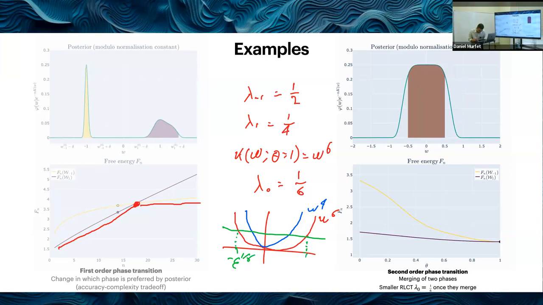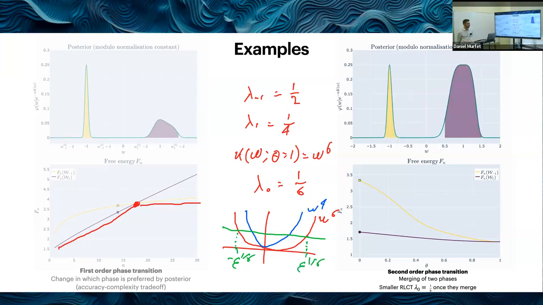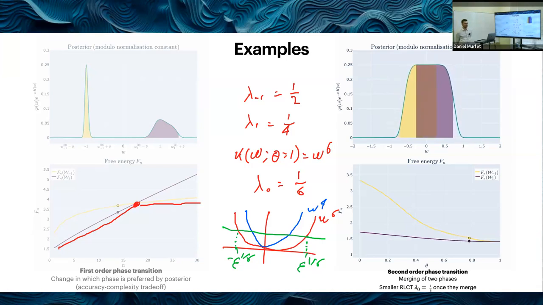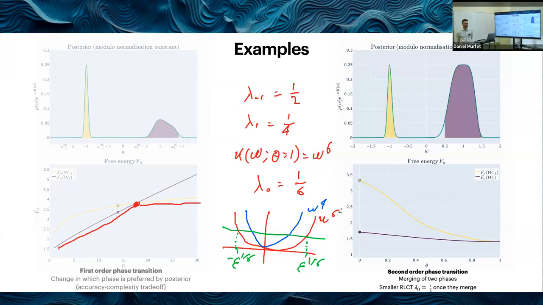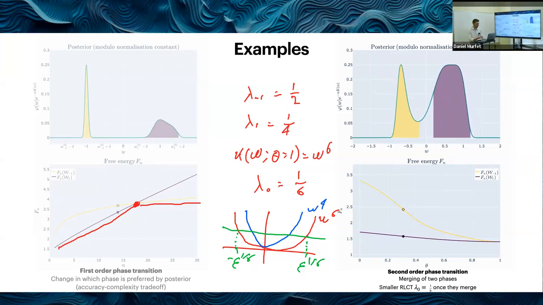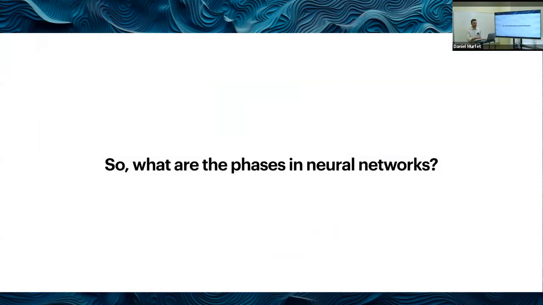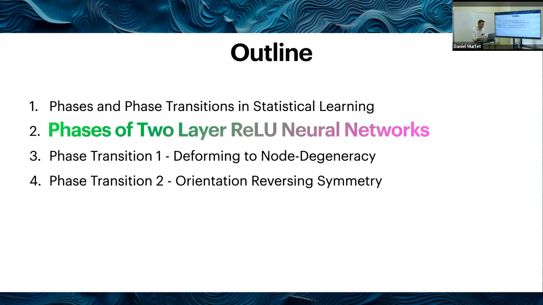Okay, thanks. No worries. Jesse just alerted me to the fact that I did that picture a little bit wrong. In the first post of the LessWrong sequence, there is, for a shameless plug, a depiction of this little diagram down here and how to think about the difference in the scaling exponents. Okay, so we've now understood what a phase and phase transition in statistical learning might look like. So what are the phases in neural networks? That is going to be the next part of the talk.